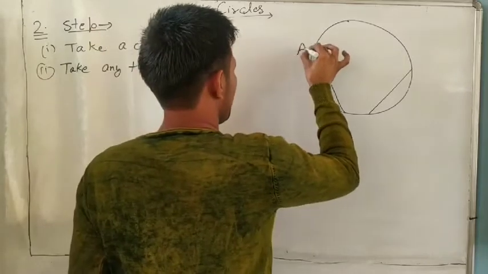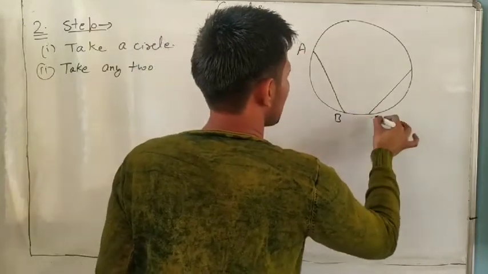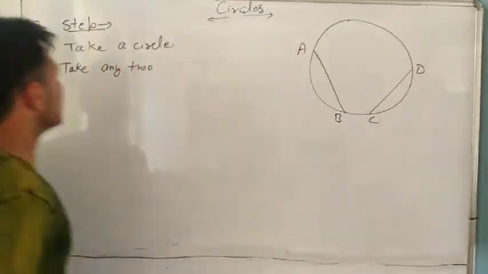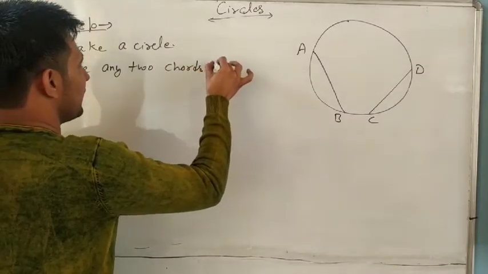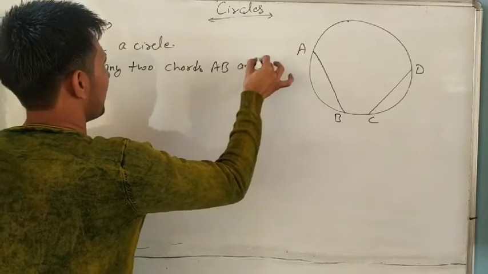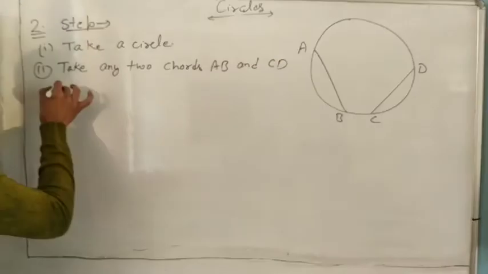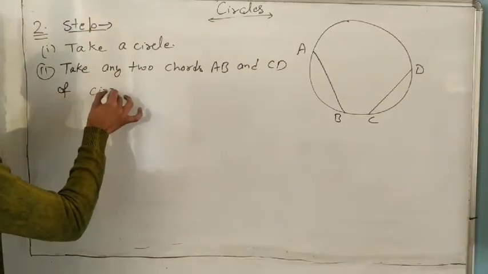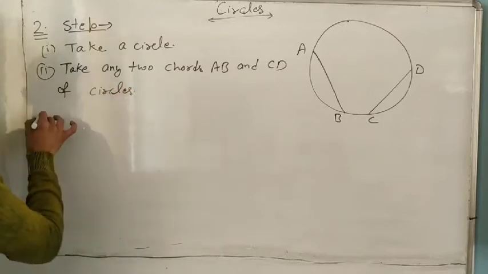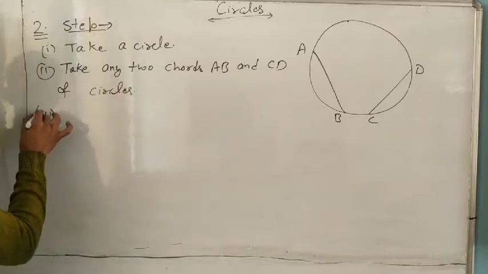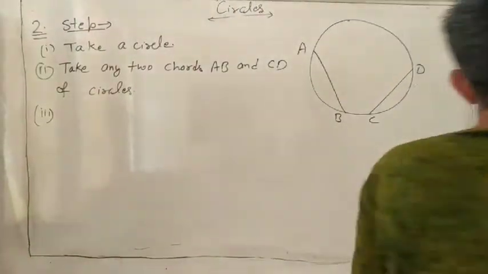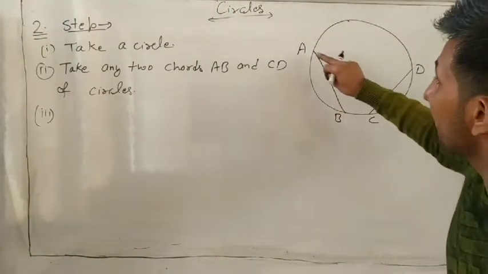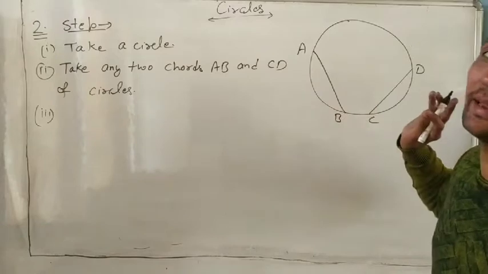It is chord AB. It is chord CD. Take any two chords AB and CD of a circle. Next, now we will take the perpendicular bisector of AB.